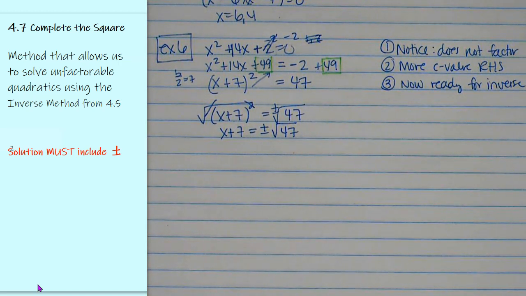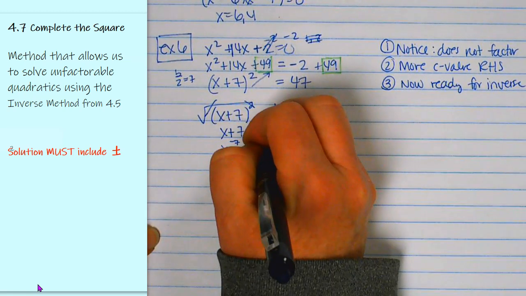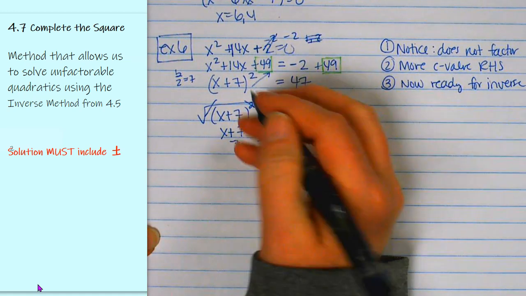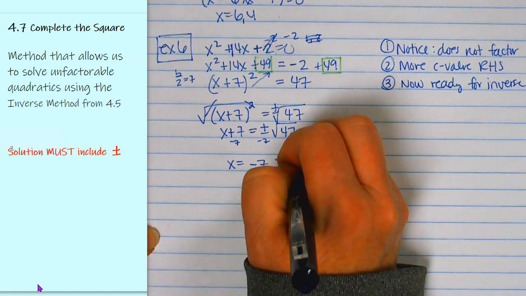47 is not divisible by 3. There are no squares in 47. It doesn't simplify any further than it is. So this is an irrational answer. It's a decimal, and I could find out what it is, but it's not something I could factor. Remember, it wasn't factorable. So I'm going to move the 7 to the other side and say x equals negative 7 plus or minus the square root of 47.